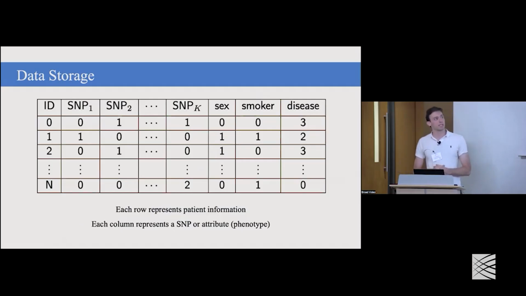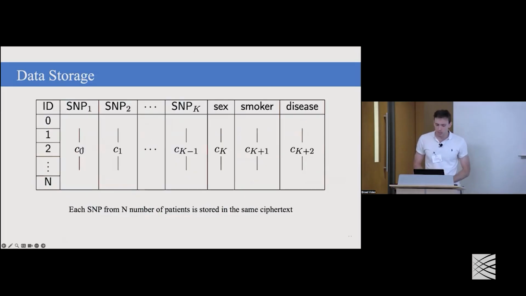So we worked with genomic data that looks like this. We have a bunch of SNPs for a bunch of patients, very similar to what the 1,000 Genomes data set looks like. But we also have some phenotypes: sex, smoke, if they're a smoker or not, or some disease that researchers might want to analyze. So each row contains patient information, and each column contains either a SNP or a phenotype. Using that homomorphic encryption packing that I discussed before, we can store these entire rows of patients for a single SNP into a single ciphertext, which is great because it gives us very natural parallelism.